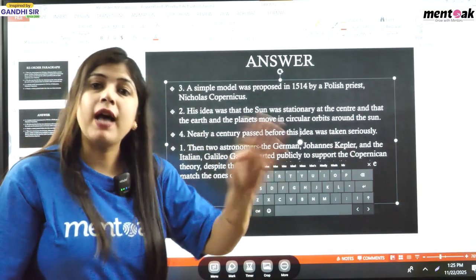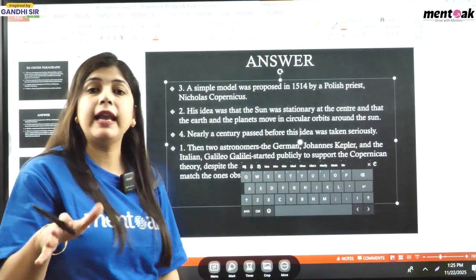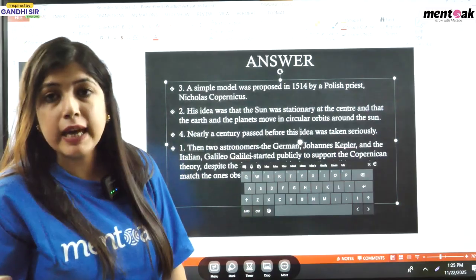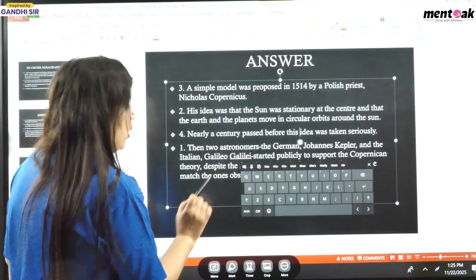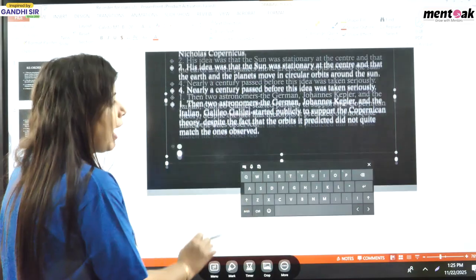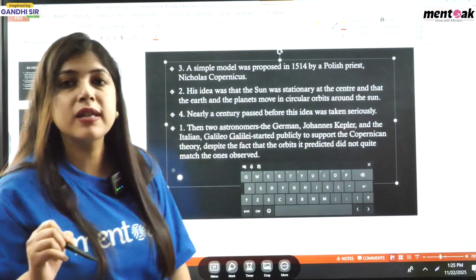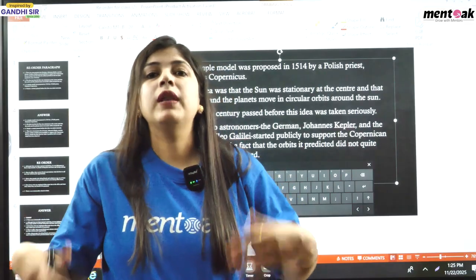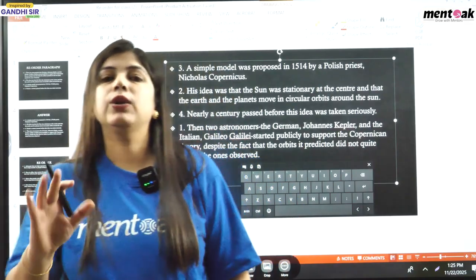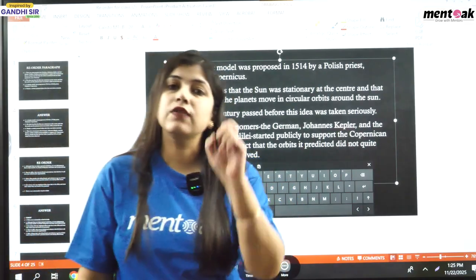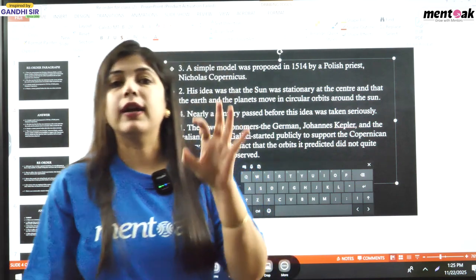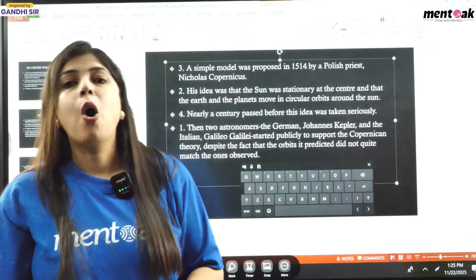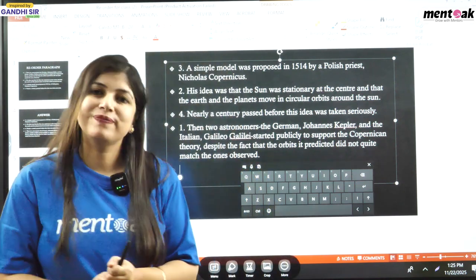Nearly a century passed, his idea was taken very seriously. Now, who has taken his idea seriously? These two astronomers. So we have to find out the correct sequence, what will be the introduction, what will happen next, and what can be the conclusion. These kinds of things we have to take care of for correcting the reorder paragraph. Hope this exercise is clear to you. Thank you.